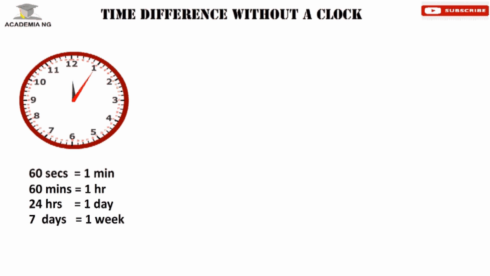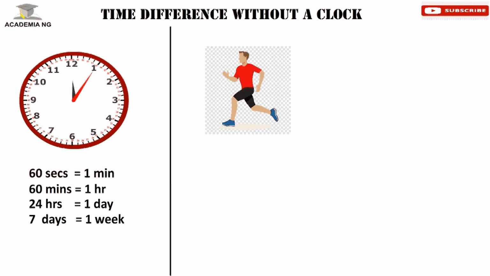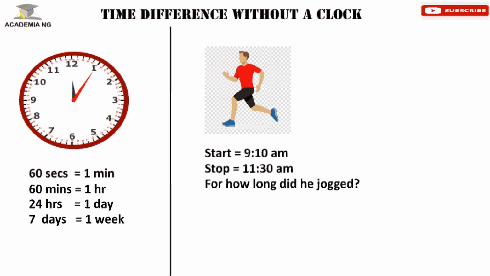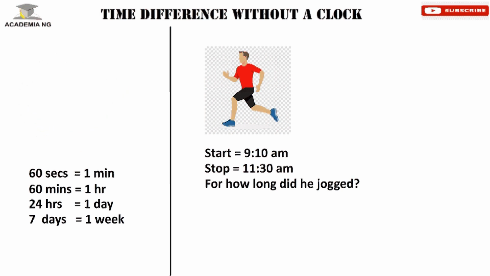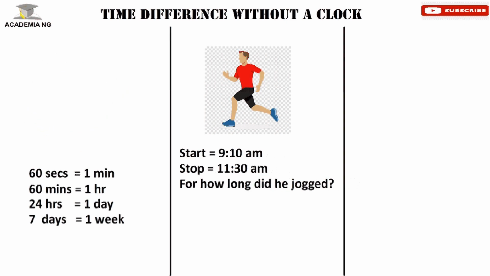Now, let's dive in. If a man starts jogging at 9:10 a.m. and stops at 11:30 a.m., for how long did he jog? We will not be using the clock. We will solve this mathematically.